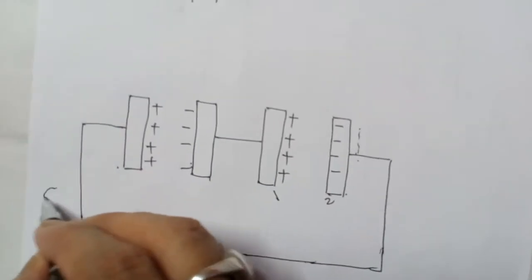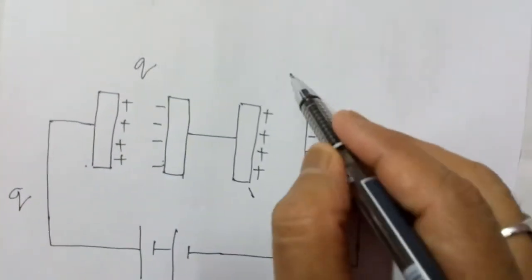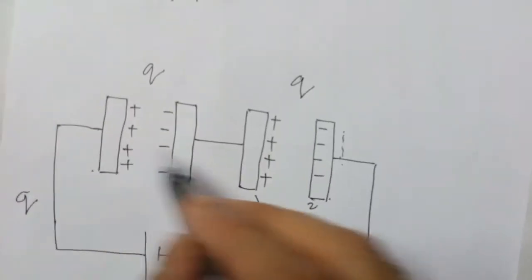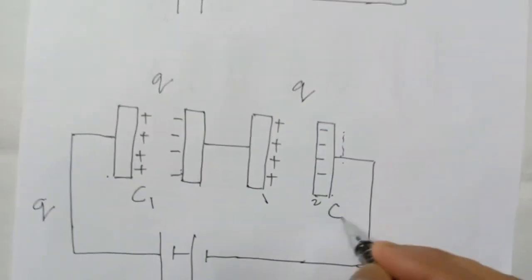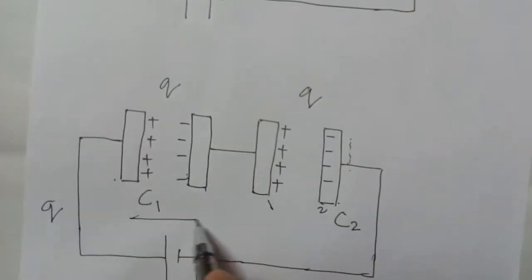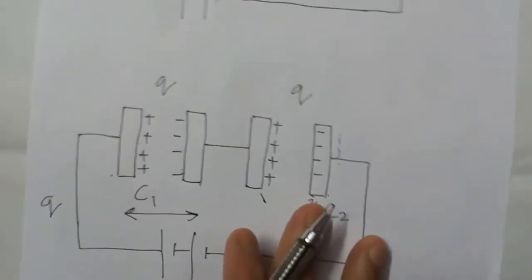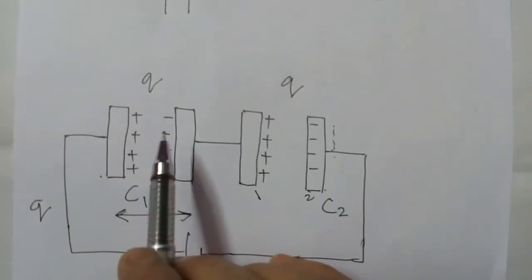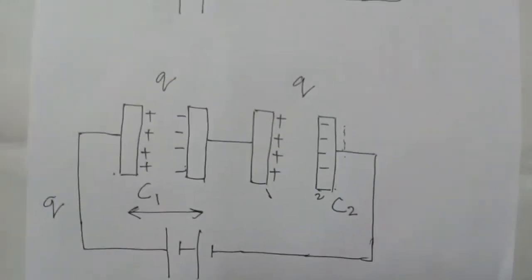So charge given by the battery is Q, and this Q charge appears in both these capacitors. They do not depend on the capacity of the capacitor. Voltage across them depends on the capacity in series. So in series, charge on each capacitor will be same.